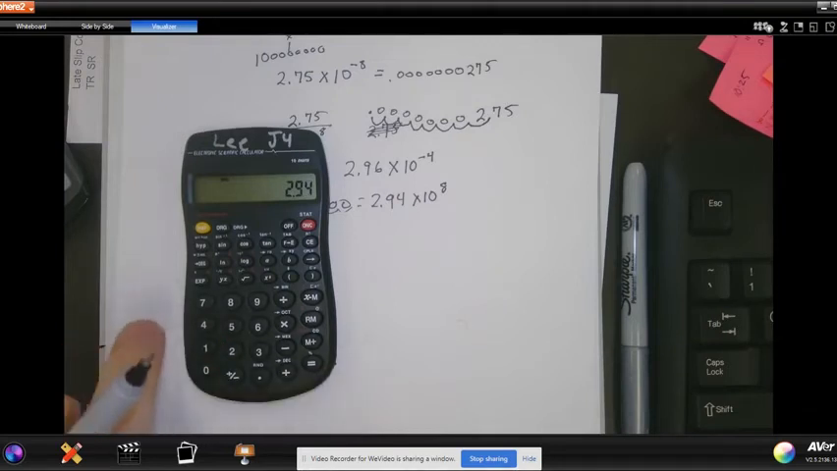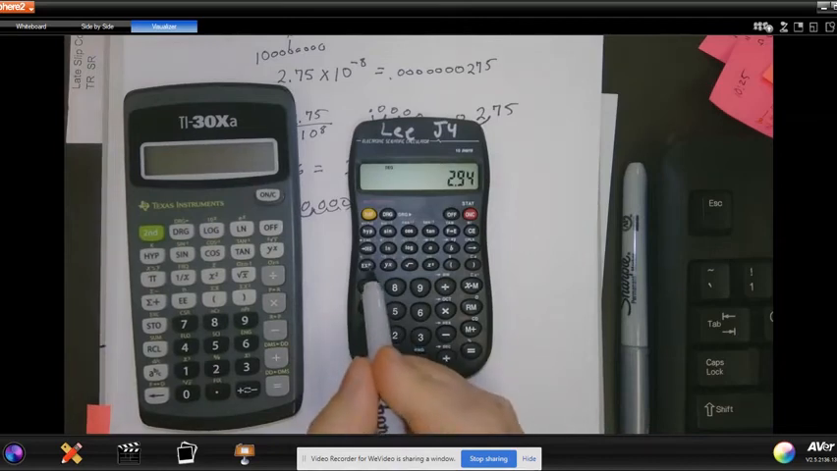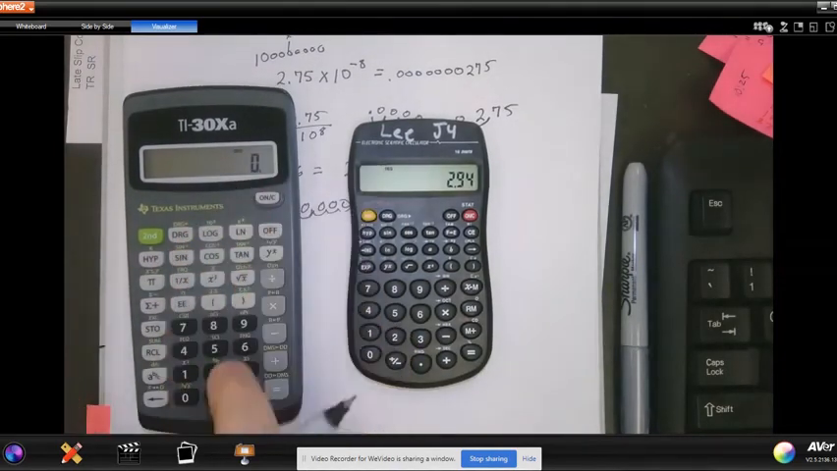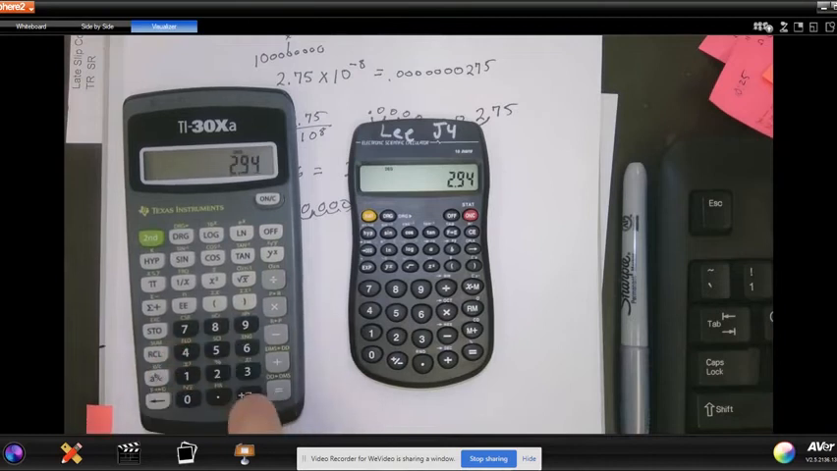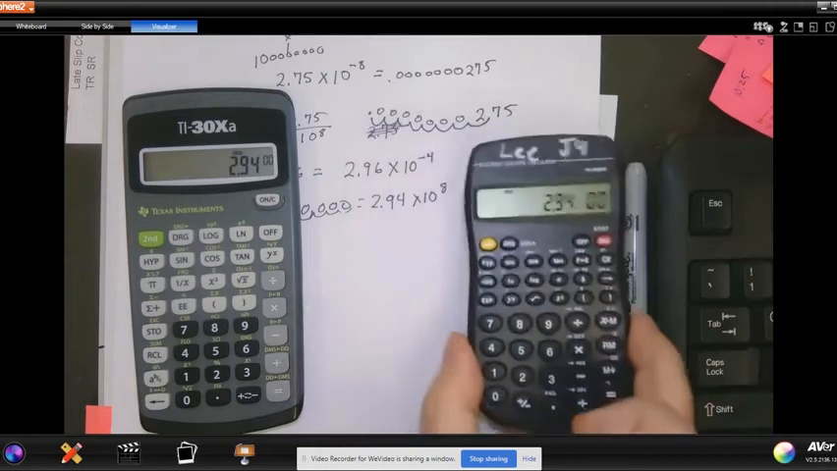And you should have one of two things. In this calculator, it says EXP. On this calculator, it has EE. Basically, what you're going to do is hit the EXP or the EE button. There are two different ways, depending on the quality of your calculator. Some calculators are even different from this, but it either says EXP or EE. And then you type in how many it is.